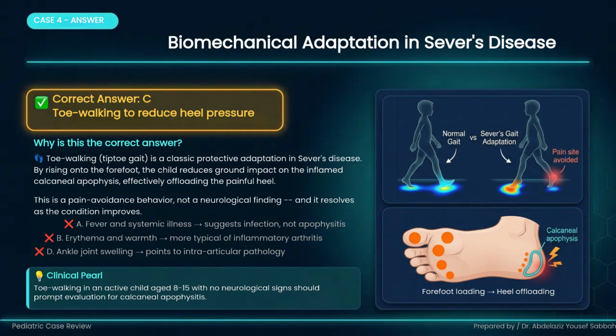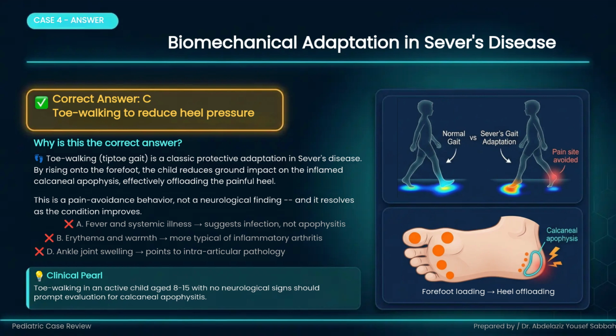Toe walking, also called tiptoe gait, is a classic protective adaptation in Sever's disease. By rising onto the forefoot, the child reduces ground impact on the inflamed calcaneal apophysis, effectively offloading the painful heel. This is a pain avoidance behavior, not a neurological finding, and it resolves as the condition improves.